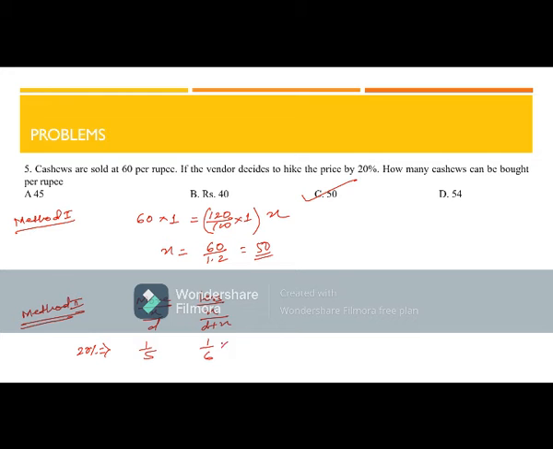Now 1/6 of 60 is nothing but 10. So number of cashews has been reduced by 10 because the price has been increased by 20%. So cashews have decreased by 10, that is 60 minus 10, which is equal to 50. So still the answer is 50. We go to the next one, question number 6.